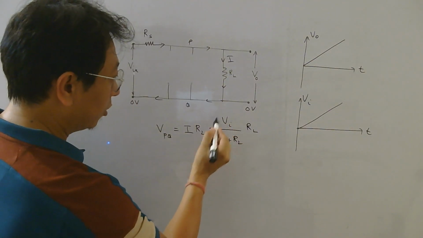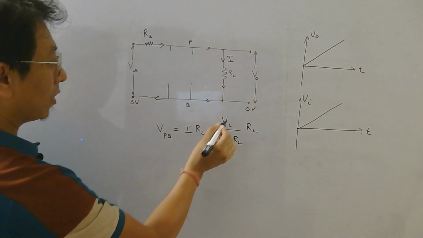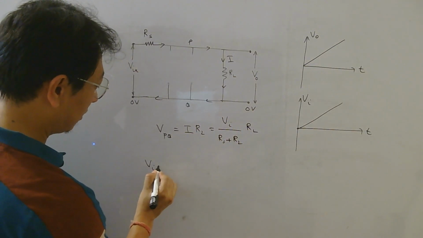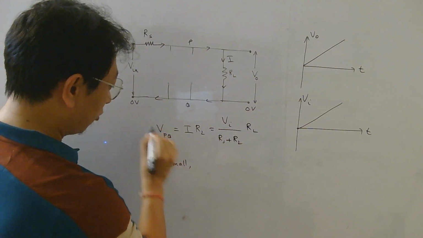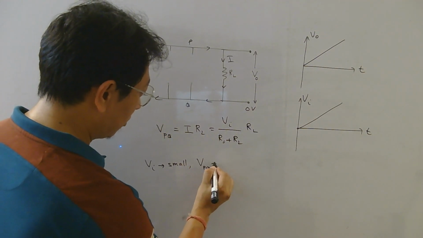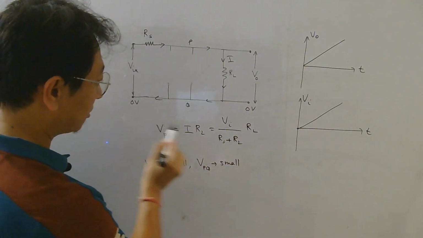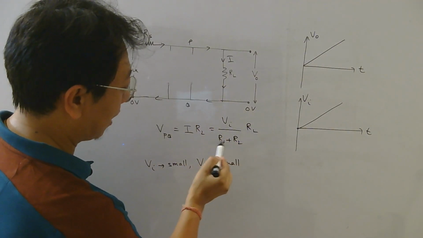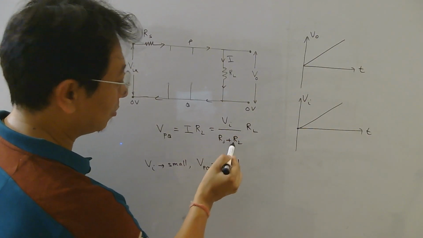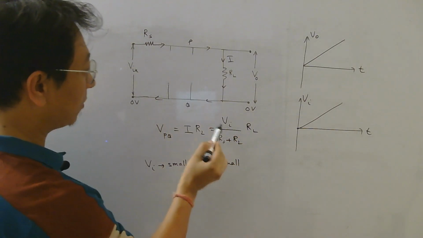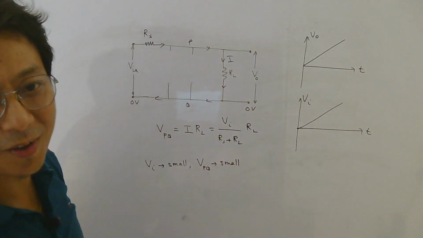Now, if your input voltage is very small, because input voltage starts from 0, remember. So when your input is very small, obviously this voltage between P and Q will also be very small, isn't it? Because this is a fraction of this, RL divided by RS plus RL. So if this is 1, this is 1, this is 1, then this is 1 by 2. So this voltage will be half of input. So if input is very small, this voltage also will be very, very small.